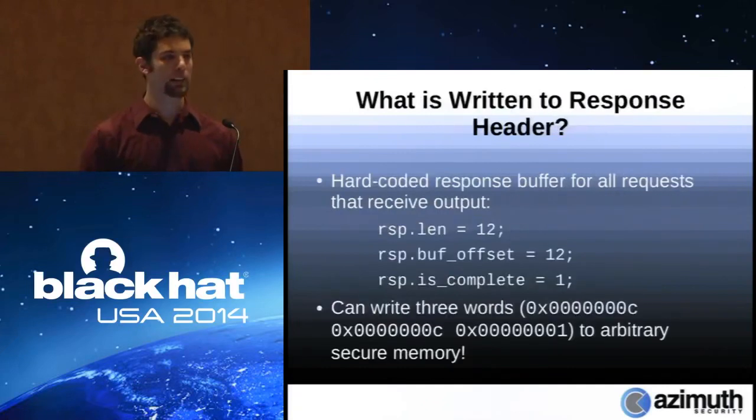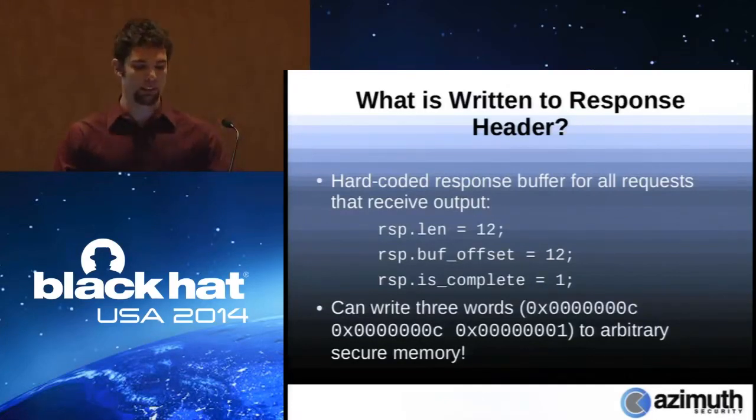The first thing to look at is clearly what gets written to a response header. What kind of data can we cause QSEE to write to arbitrary secure memory? And it turns out that the response header is hard-coded in all cases. It writes the length as 12, which is just the size of the response header. The buffer offset is 12, and then this is complete is set to 1. So the final result is that we can write these 3 words, 12, 12, 1, to arbitrary secure memory.